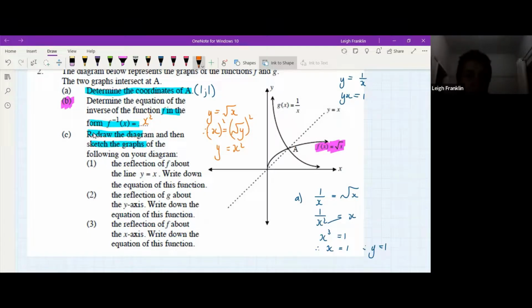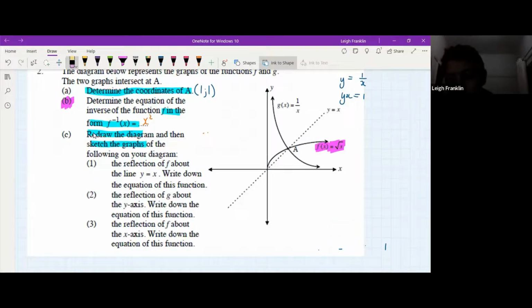They've asked us to redraw the diagram and then sketch the graphs of the following onto the diagram. So I think probably the best thing for me to do is rub this orange off. Hopefully you've all got that down by now, and I'm going to rub that off. I'm just going to draw on the same graph that's here, which will make our lives so much easier. Let's get rid of all of that as well.